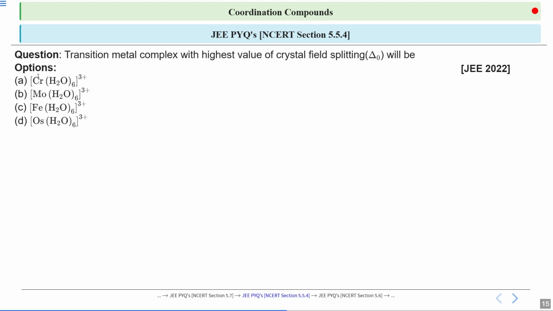The options are [Cr(H2O)6]3+, [Mo(H2O)6]3+, [Fe(H2O)6]3+, or [Os(H2O)6]3+. So you have to select the transition metal complex that has the highest value of crystal field splitting. There are many factors that you can observe regarding the crystal field splitting of these complexes, and you have to consider them here. So you are given some time, try to solve this question and then we will see the correct answer.